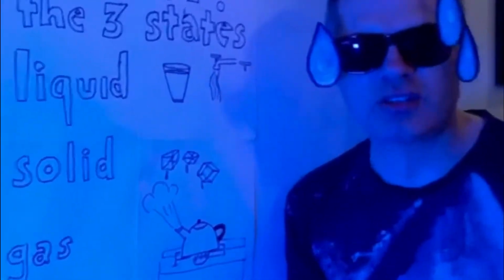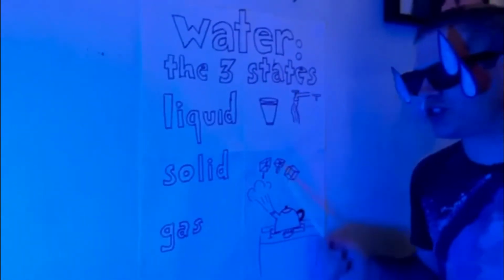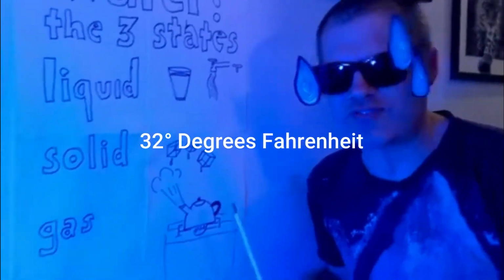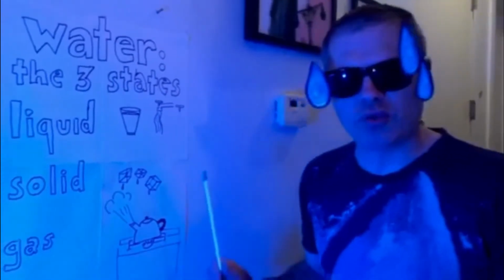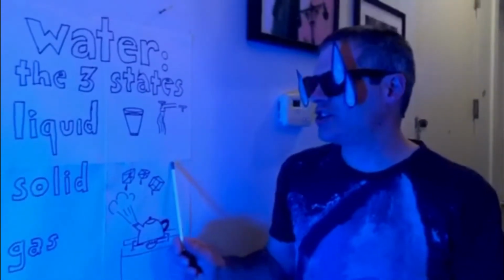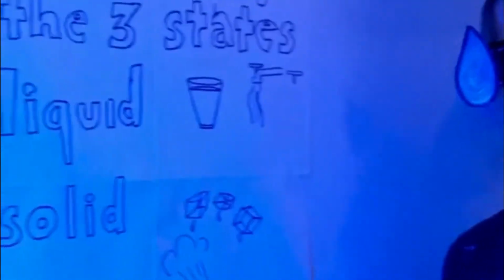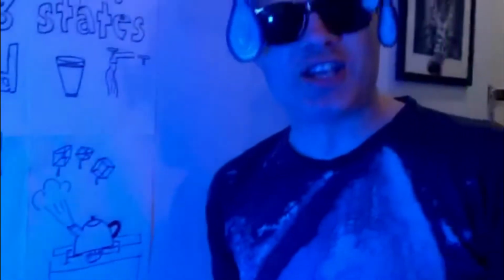How does it change? Temperature. You've got to change the temperature. If you want to change the state of water, to go from a liquid to a solid, the temperature's got to go down to 32 degrees Fahrenheit. If you want to change from a solid back into a liquid, the temperature has to go up from 32 degrees to room temperature. And if you want to change from a liquid to a gas, the temperature has to go all the way up to 212 degrees Fahrenheit. That's a lot of temperature changes.